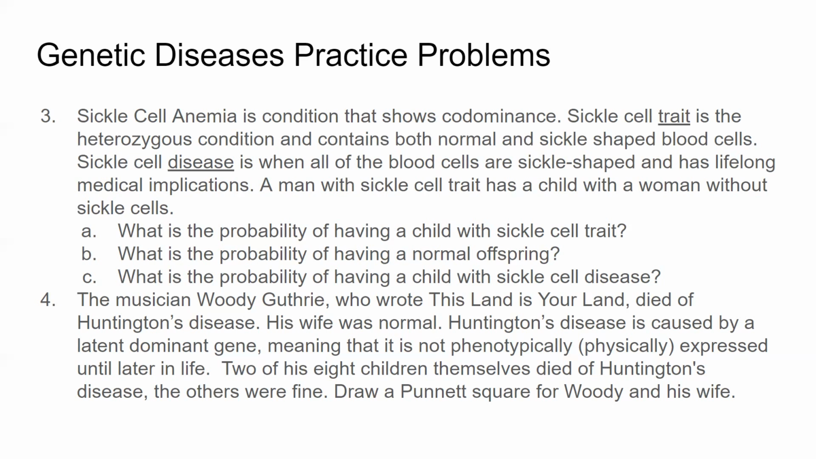His wife was normal. Huntington's disease is caused by a latent dominant gene. Dominant. So are we doing codominant? No, regular dominant. So what are our alleles going to be? Big H, little h. Which one is the disease causing allele? So big H is going to be Huntington, and little h will be normal. Okay. So I do think labeling these on an IB exam would be smart.